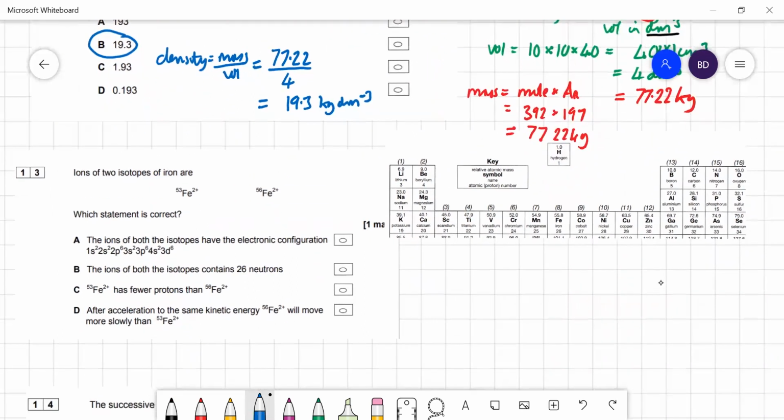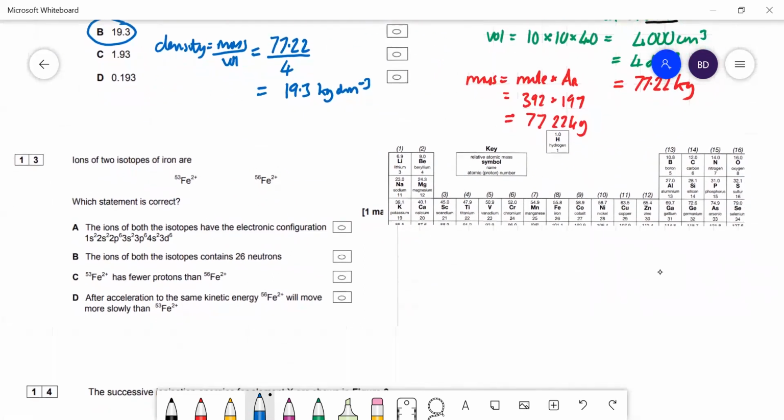Okay, so I've just pasted in a bit of periodic table with iron in there. Now, which statement is correct? A, I'm going to have to check that later, so I'll come back to it. But look at B. The ions of both isotopes contain 26 neutrons. That's definitely going to be wrong without even looking at the number of neutrons, because isotopes always contain different numbers of neutrons to each other. So that's wrong. C is definitely wrong because it says the 53 isotope has fewer protons than 56. Well, they have the same number of protons, so that's wrong.